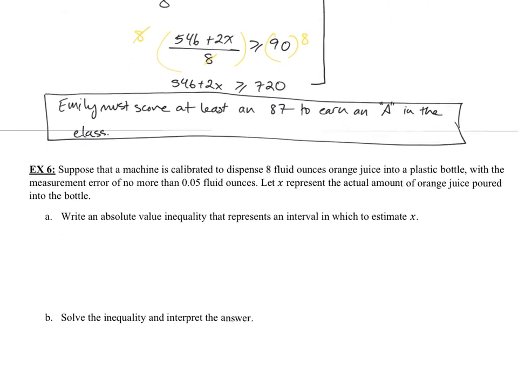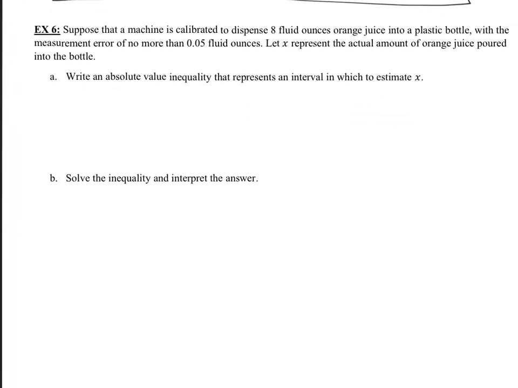Okay. Example 6. Suppose that a machine is calibrated to dispense 8 fluid ounces of orange juice in a plastic bottle with a measurement error of no more than 0.05 fluid ounces. Let x represent the actual amount of orange juice poured into the bottle. Write an absolute value inequality that represents an interval in which to estimate x.